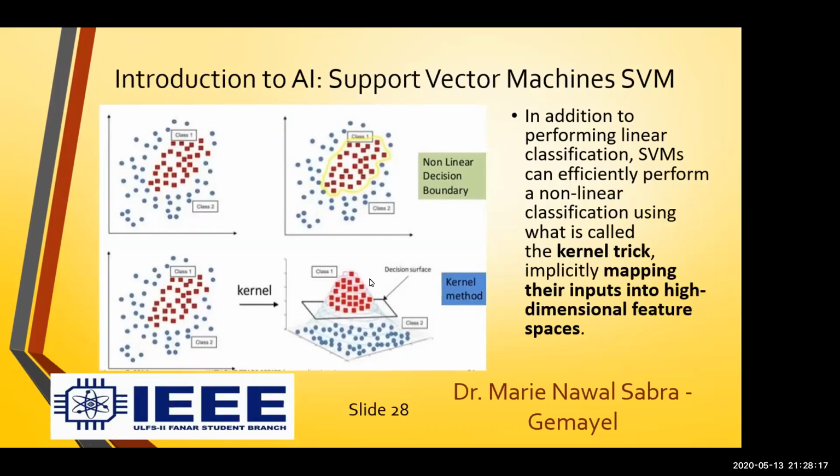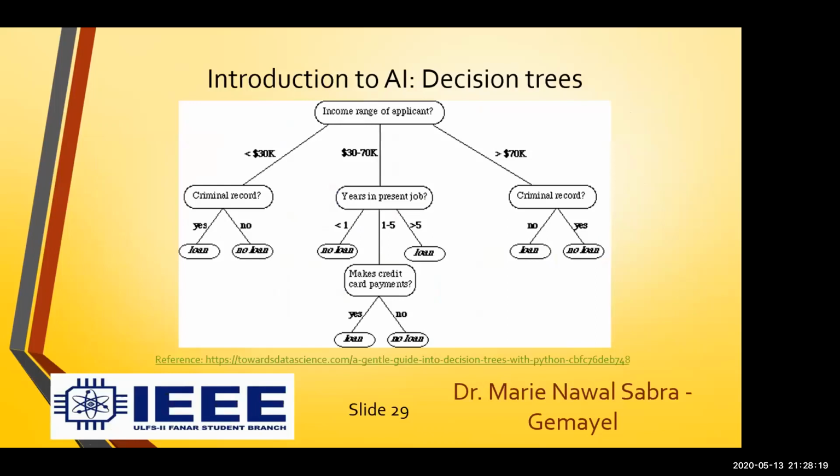The decision tree is what we also call fuzzy logic. Instead of having a logic between 0 and 1, I have a tree of decisions. And in here, we have a rather simple example where I have an income range of an applicant, and I want to see if I'm going to give him a loan or not, based on his income and the criminal record he has.